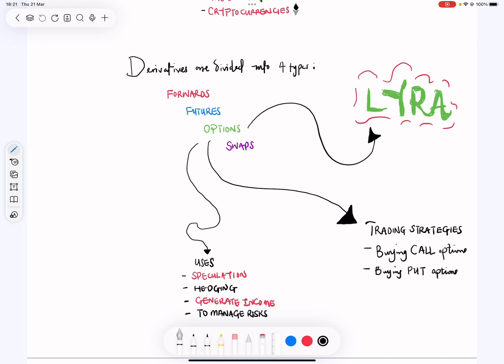What we'll basically be focusing on, forgive my drawing here, is how best I could explain it to you guys. So what we'll be focusing on is how to trade options with a platform called Lyra.